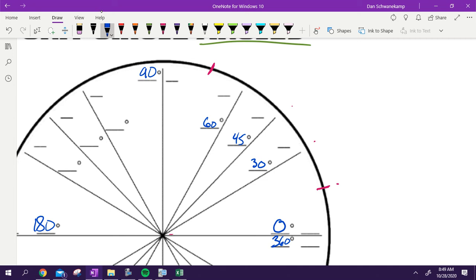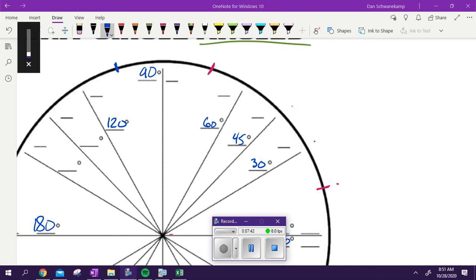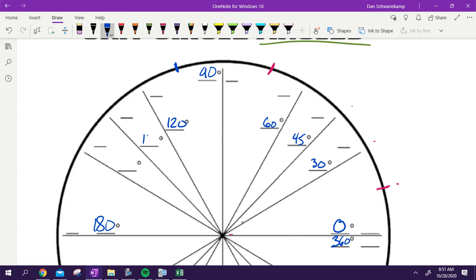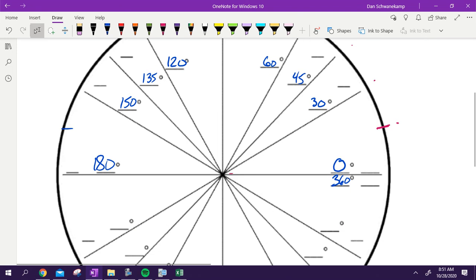So this would be 90. If you had another hash mark there, that would be 105. I don't care about it. This would be 120. Complete the degrees. So if that's 120, then this one is going to be 135. That's 150. That would be 165. I don't care about it. That's 180. This would be 195. Don't care about it. This is 210.